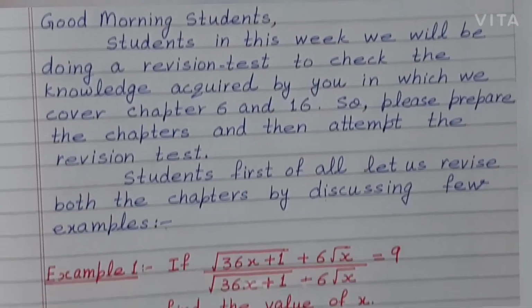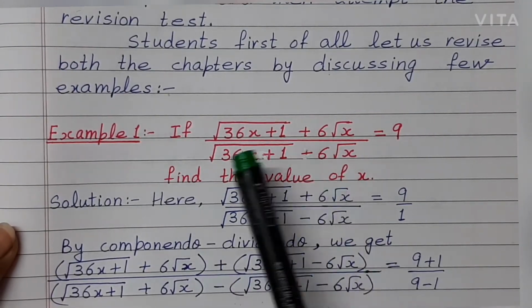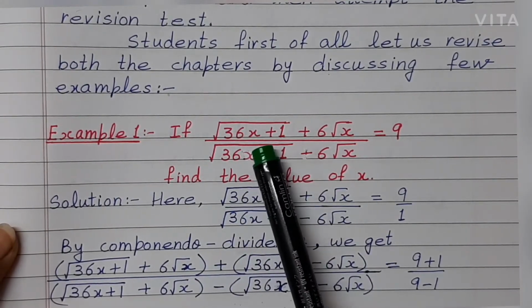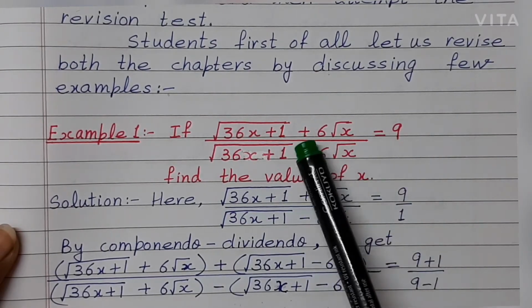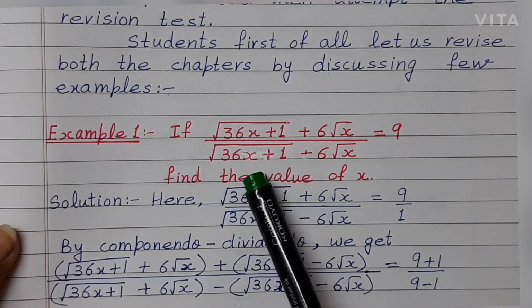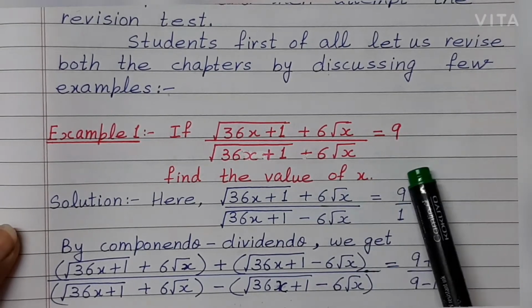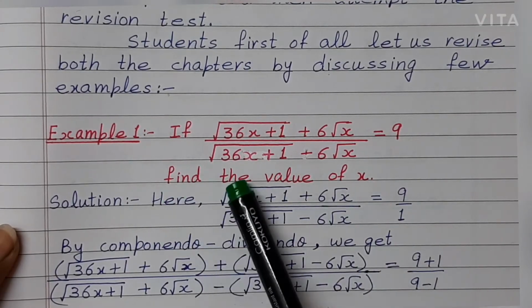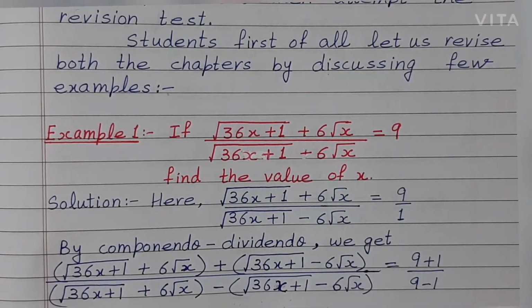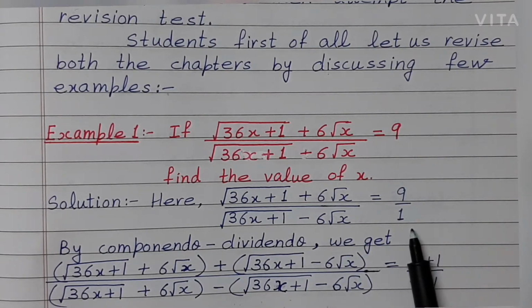So here, example number 1 is, if (√(36x+1) + 6√x) upon (√(36x+1) - 6√x) is equal to 9. Find the value of x. Clear? Now students, you can see that 9, you can write it as 9 upon 1.